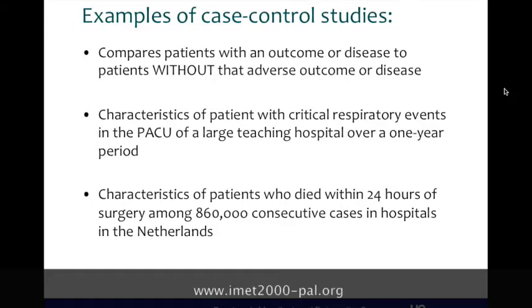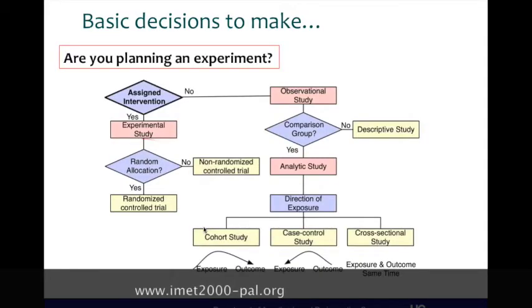Now, one thing you notice about these is that they can be very rare. Examples can include comparison of patients who have had critical respiratory events in the recovery room of a large teaching hospital over a one-year period, or characteristics of patients who died within 24 hours of surgery among over 860,000 consecutive cases in several large hospitals in the Netherlands. So trying to get a very big denominator.